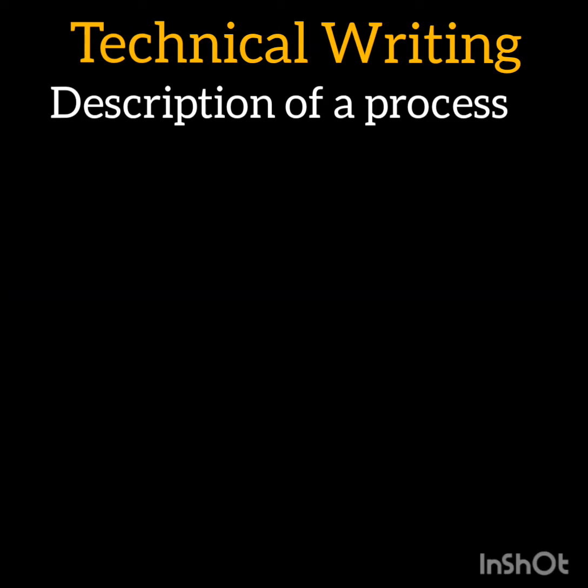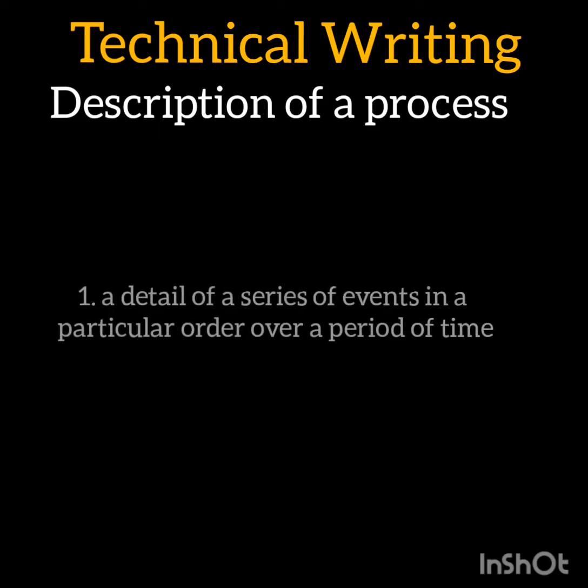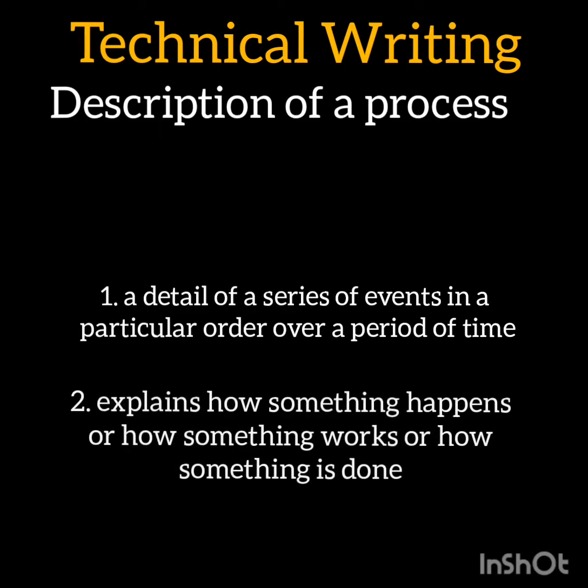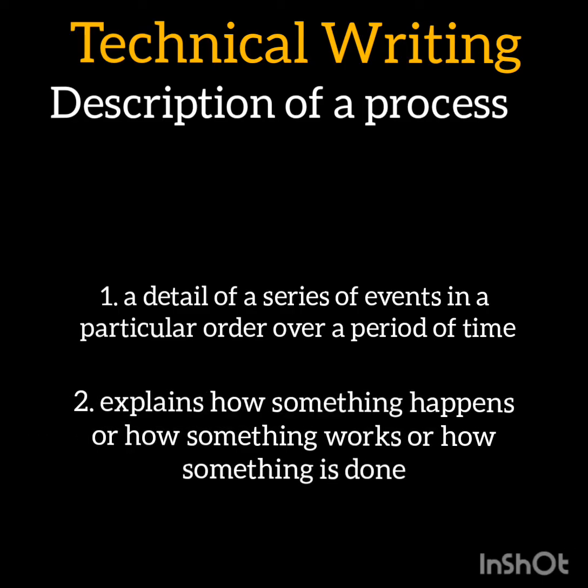A process description is a detail of a series of events whose occurrence is in a particular order over a period of time. And a process explains how something happens, or how something works, or how something is done.